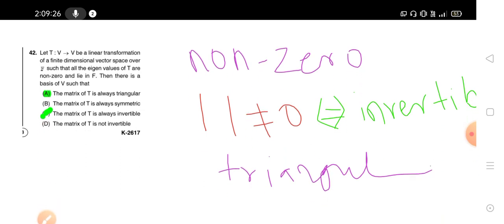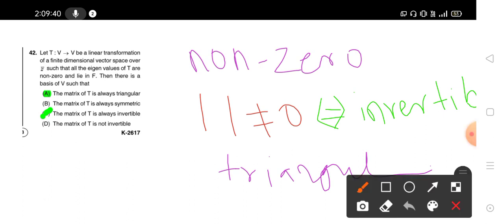Next question: let T from V to V be a linear transformation of a finite dimensional vector space over F such that all the eigenvalues of T are non-zero and lie in F. Then there is a basis of V such that. Here given the eigenvalues of T are non-zero. This is very important. Non-zero means the determinant is not equal to 0. Determinant not equal to 0 implies that the matrix is invertible. Therefore answer C is correct. And every diagonal matrix is triangulizable. This is also correct.